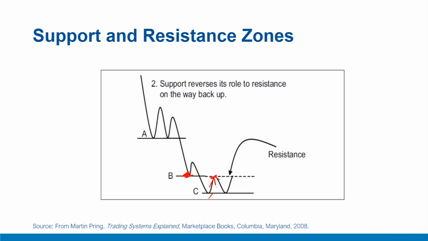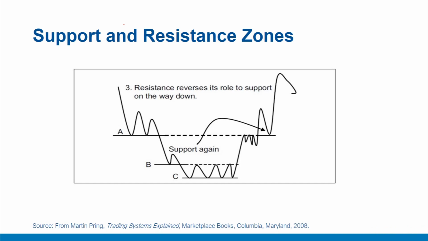A previous high or low is a potential support or resistance level, as we can see here. We see the price rally through resistance B and A. We can see here, this B is acting as resistance, and again A here acts as resistance, which were previous support levels, and the ensuing decline then finds support again at A. So after it crosses, then again A acts as support. Therefore, resistance reverses its role to support on the way down.